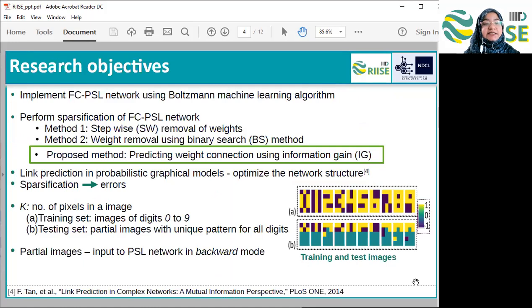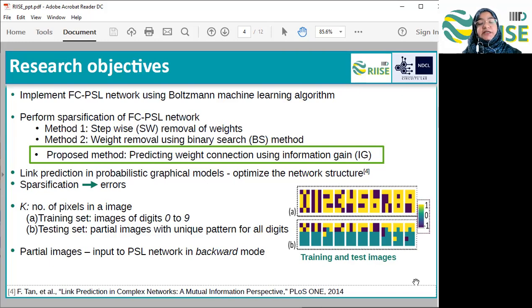I have listed the analysis done to perform image completion. First, I have implemented a fully connected PSL network using Boltzmann machine learning algorithm. To perform sparsification of a fully connected network, we have performed a stepwise removal of weights. Second is the binary search algorithm. And the third one is the proposed method of achieving sparsity using information gained from the perspective of information theory.